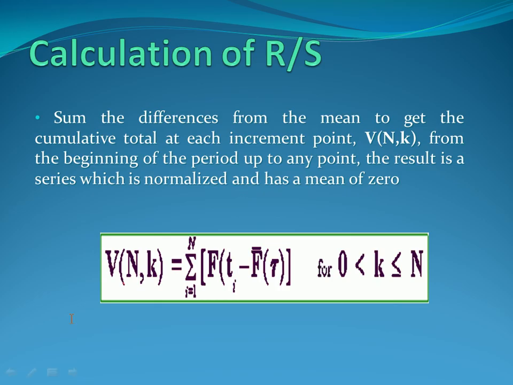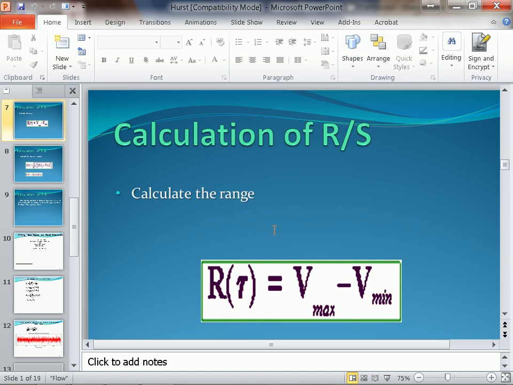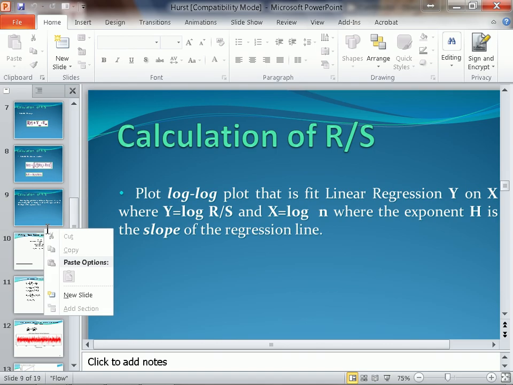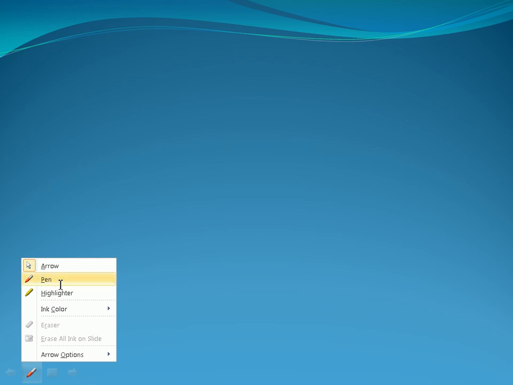Let's see if we can do it. I'll get a pen. Yes, here's a pen. And now I'll draw a waveform. Actually, that's a very poor drawing. I need a different waveform. Let's try this. Do you want to keep your ink? No. Discard. Now I should be able to insert a new slide. New slide. There we go. Okay, so now I'm going to do my little pen.